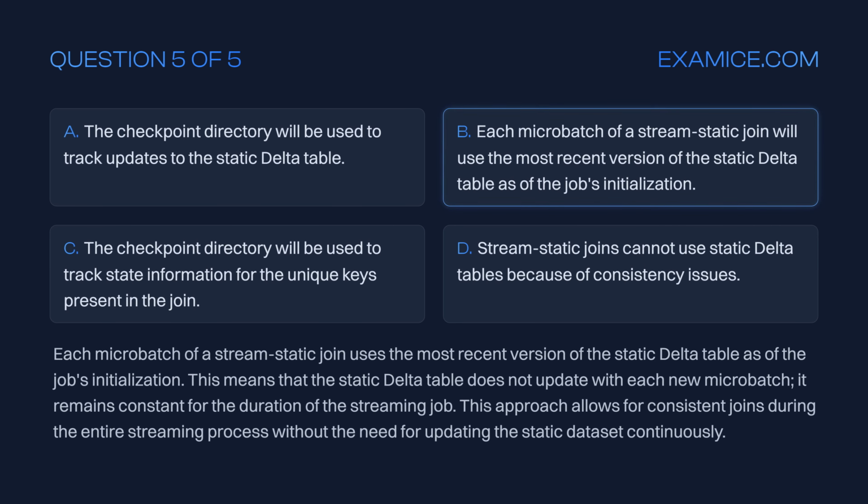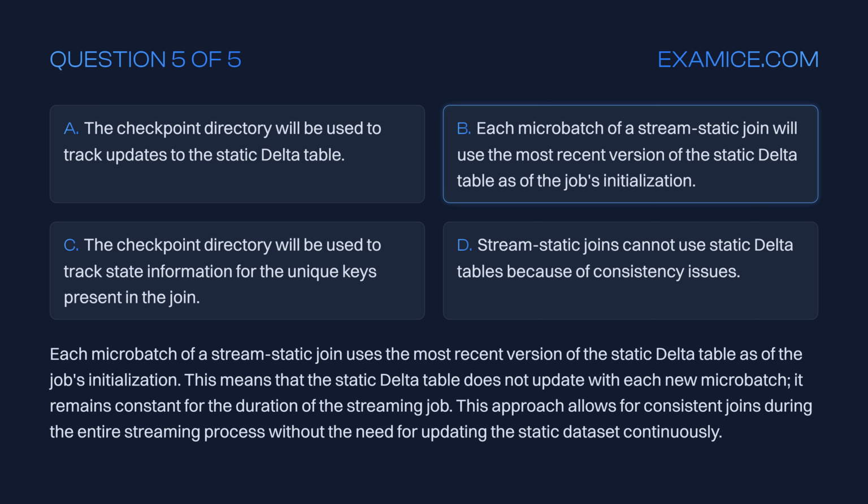The answer is option B. Each micro batch of a stream static join uses the most recent version of the static delta table as of the job's initialization. This means that the static delta table does not update with each new microbatch. It remains constant for the duration of the streaming job. This approach allows for consistent joins during the entire streaming process without the need for updating the static dataset continuously.